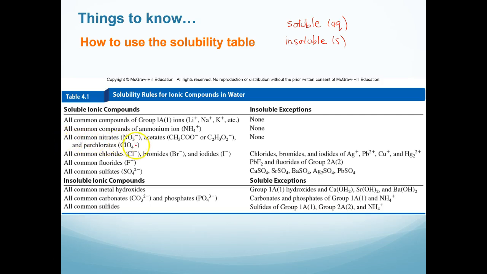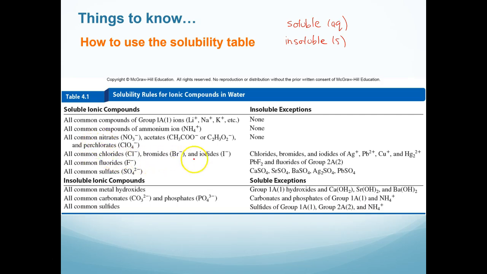If we go down to the next line, we have nitrates, acetates, and we have perchlorates. All of these are going to be soluble in water. Since they're anions, it's telling me I can pair it with any cation and it will be soluble in water. So I could have silver nitrate. I could have silver acetate. They will be soluble in water. Doesn't matter what cation I pair it with. So we can think of a lot of examples.